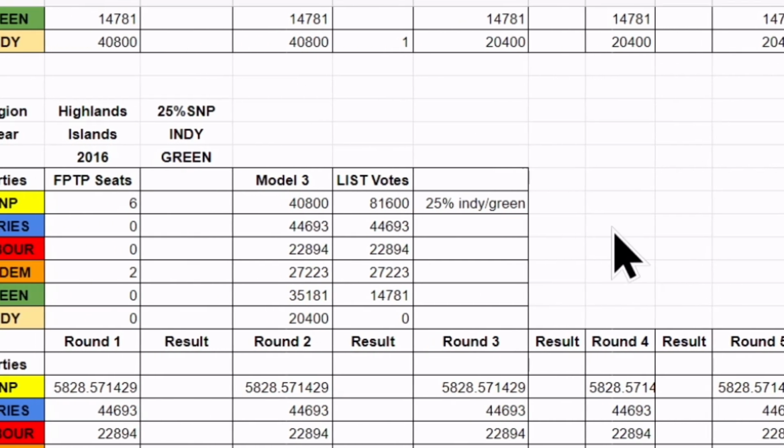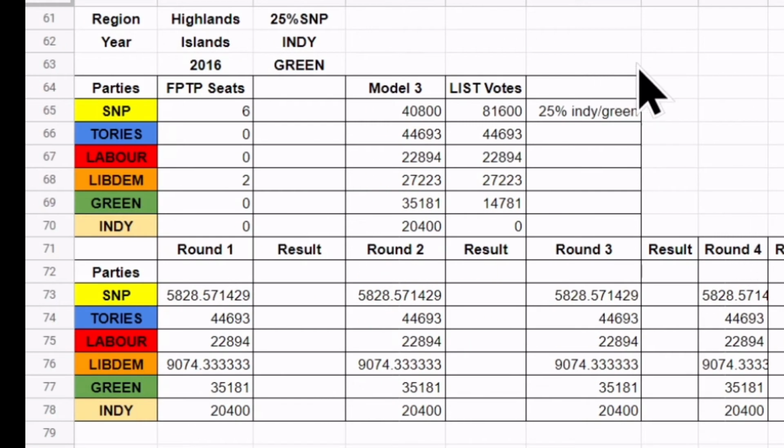Okay, let us go to now where we will take, again, half of the total amount of the SNP votes. And give, basically, it says 25% of the SNP votes to both Green and to Indie, just to see what would happen in the model with that. So this increases the Green votes from 14,781 up to 35,181 by doing so, and gives the Indie team just that amount there. But let's have a look, see how it works in the results table.